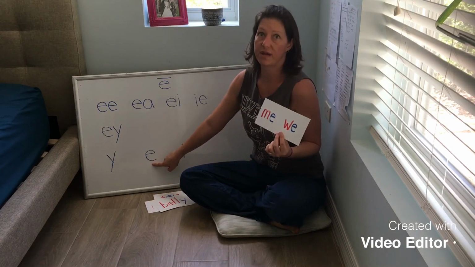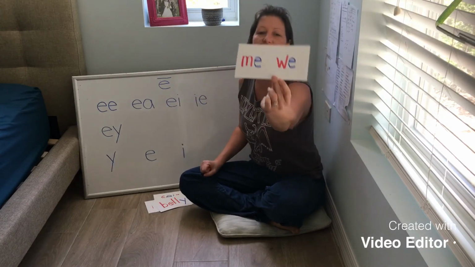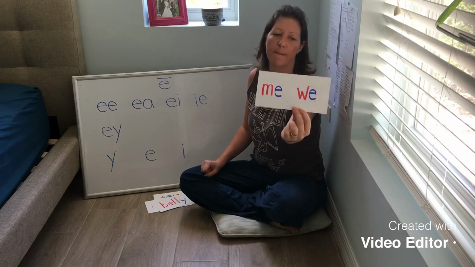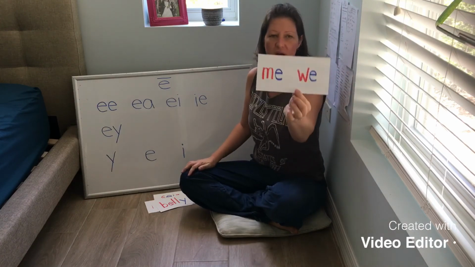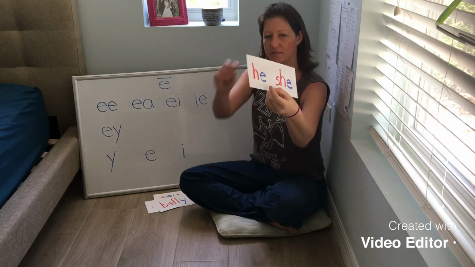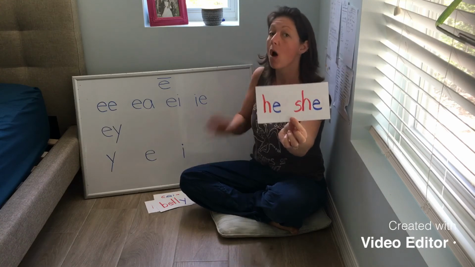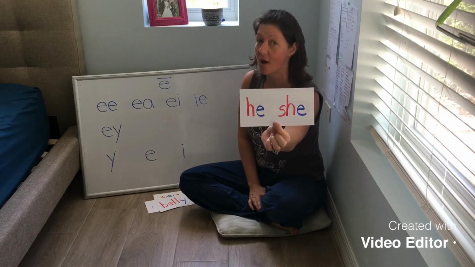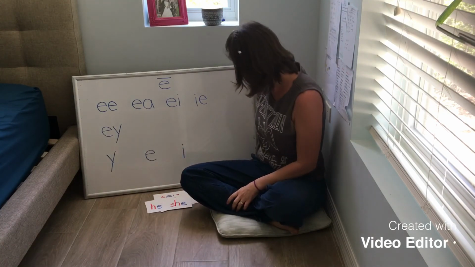And who would have thunk it? Sometimes E makes the E sound, the letter E. So I have examples of many little words that you see when you're reading all the time that make the sound E just from the letter E. We've got me, we, he, and she. These are all pronouns, by the way, words that you can use to replace nouns. That's a lesson for another day. I think you've had it, but we'll do one again.